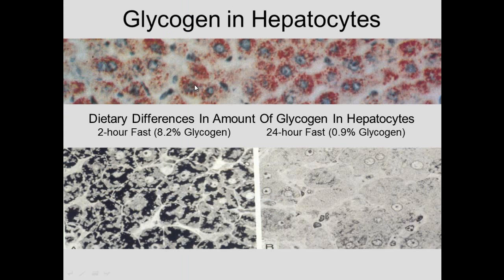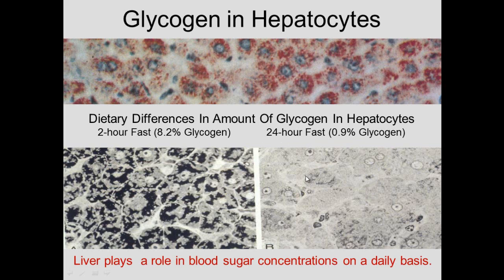The hepatocytes here, there's this nucleus, and then there's cytoplasm there, stained for glycogen. You can see the kind of red structure is glycogen. This we can see is glycogen too. It's not stained red, it's just a black and white image. But this is 2 hours after a fast, and you see 8% of the hepatocyte is glycogen. However, after a 24-hour fast, the glycogen has been depleted mostly.